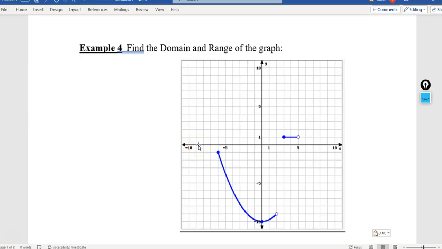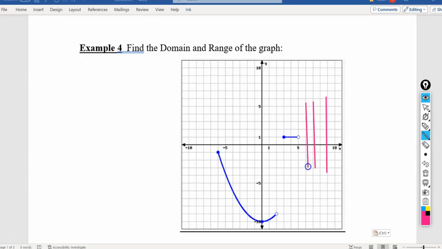This is a function. Again, it passes the vertical line test. So here's a vertical line, doesn't hit it at all, 0 times. This does not intersect the graph because that is hollowed out. Once, none, none, once, and none. So any vertical line will only intersect it at most once. It is a function. So now what about domain?